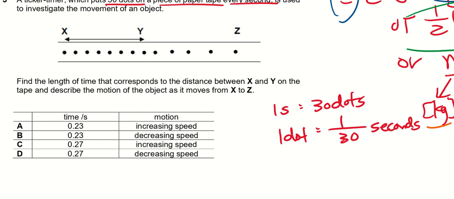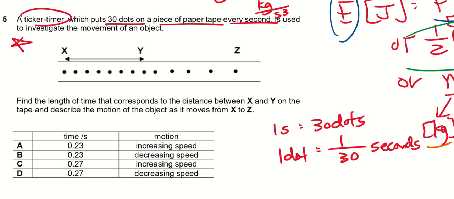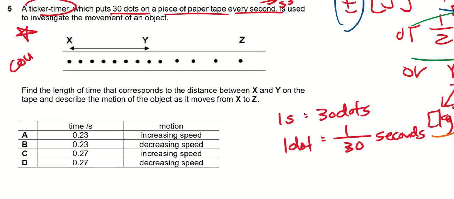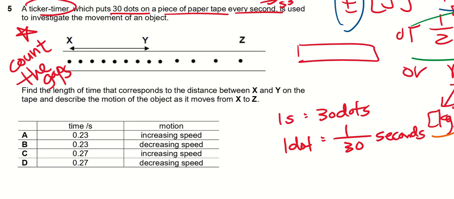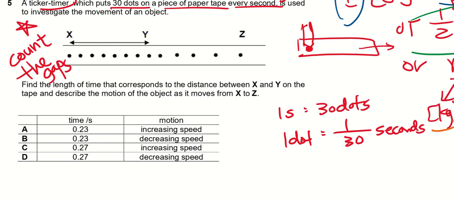For ticker tape timer, a very important thing that you need to take note of is to count the gaps. Because initially for ticker tape timer, let's say I have a piece of paper. This is the ticker tape timer. It actually makes a dot at the initial point, so the first dot is already there no matter what. It's only when the tape starts moving that it will continuously make dots. These dots are made by the ticker tape timer, and the first dot we don't count, because it was already there.